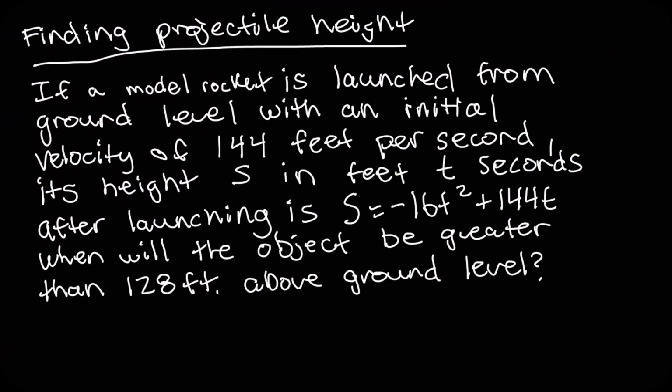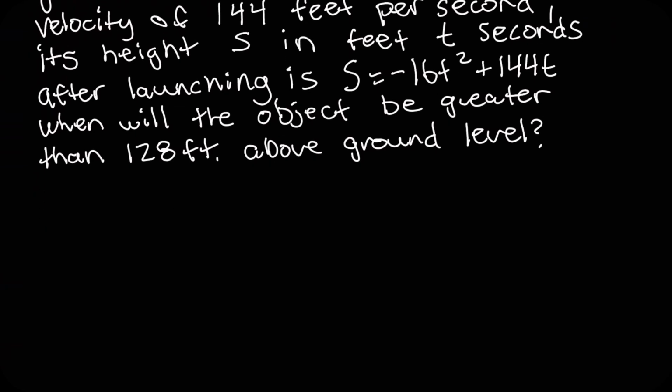So finding the projectile height. If a model rocket is launched from the ground level with an initial velocity of 144 feet per second and its height s in feet is t seconds after launching, and that's represented by s is equal to negative 16t squared plus 144t, when will the object be greater than 128 feet above the ground? So let's go ahead and set this equation up and see if we can solve for the t to see when it'll be 128 feet above the ground.